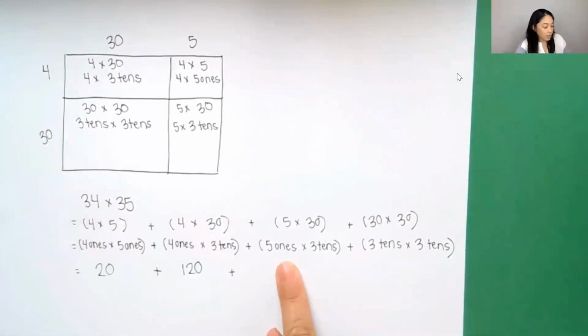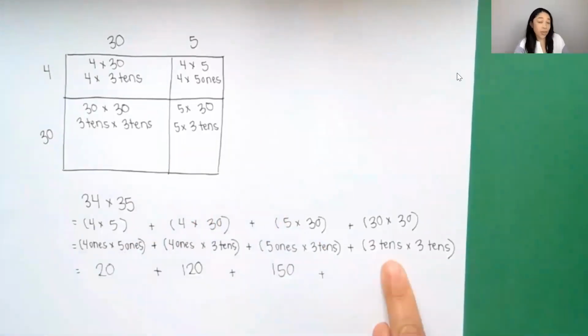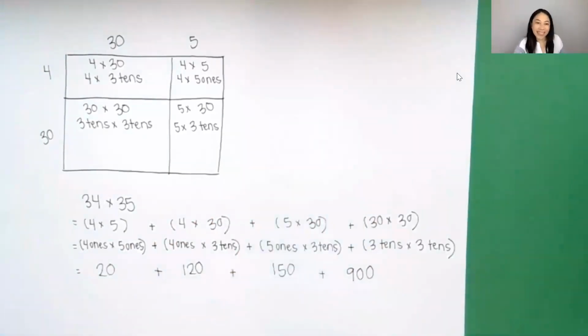5 ones times 3 tens equals 15 tens, which equals 150. 3 tens times 3 tens equals 9 hundreds, which equals 900. Excellent. Go ahead and pause the video here to add the 4 partial products. When you're done, be sure to come on back so we can compare our work.